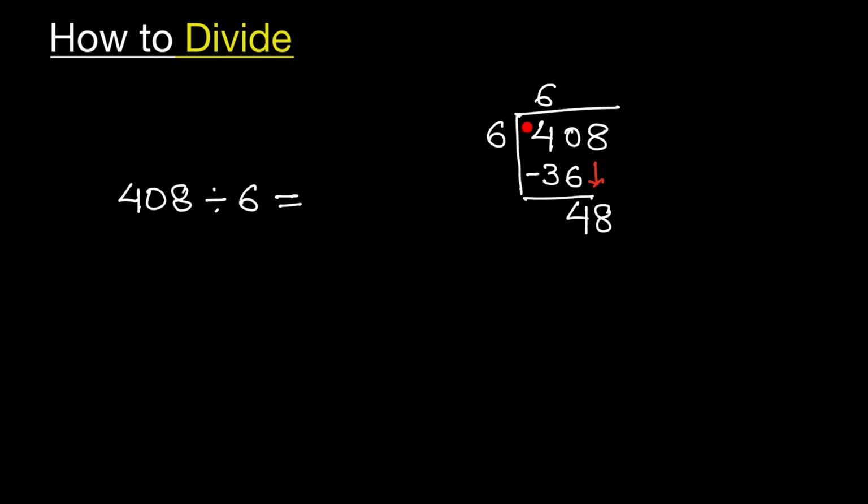And we know that 6 times 8 is equal to 48. Subtract, we get 0. As we get the number 0 and we have no number to bring down here, so we will stop. Therefore, 408 divided by 6 is equal to this number 68. And this is our final answer.